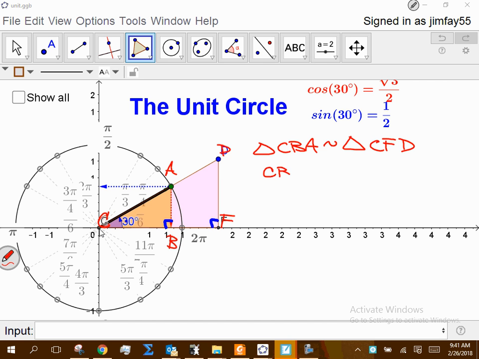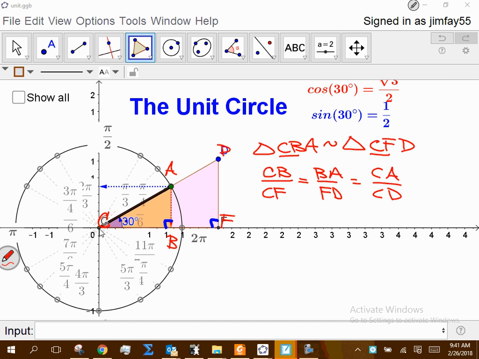That scale factor can be found this way. CB should compare to CF. BA should compare to FD. And CA should compare to CD. You guys agree with that? Okay. Those are the three ratios that are true as we go through similarity.